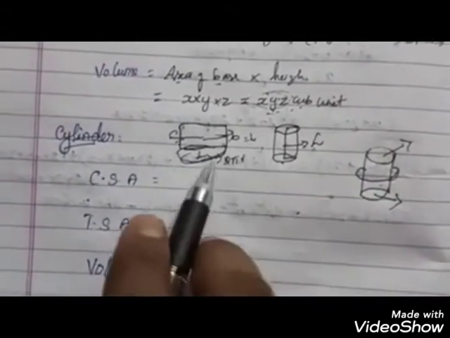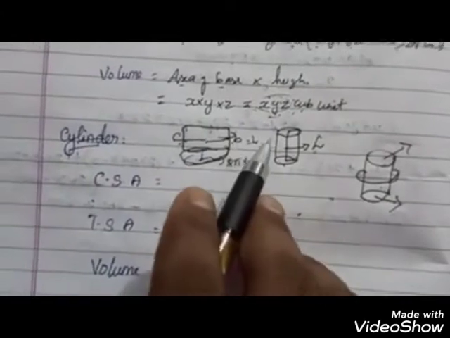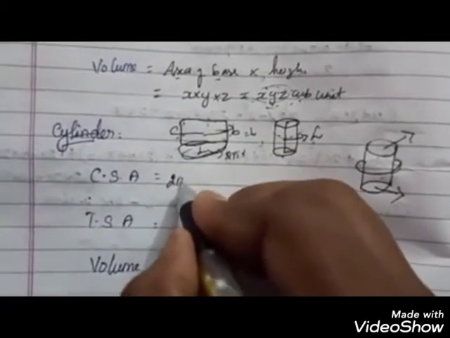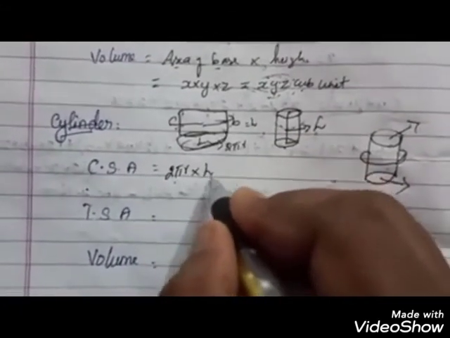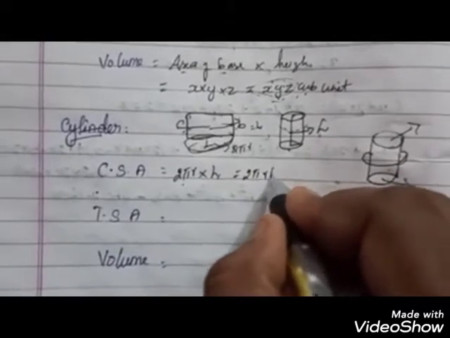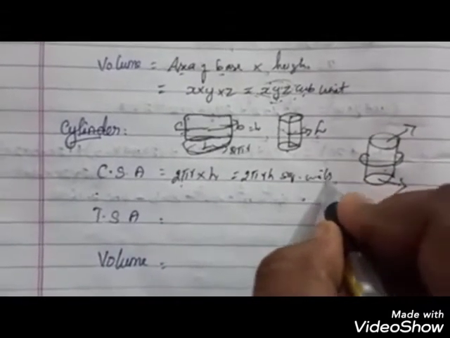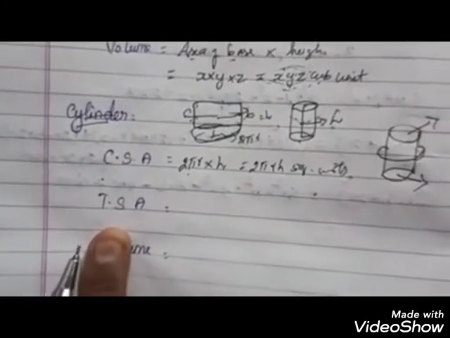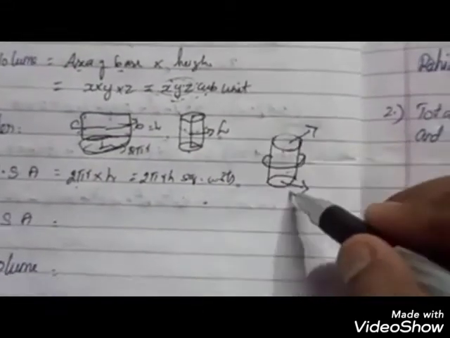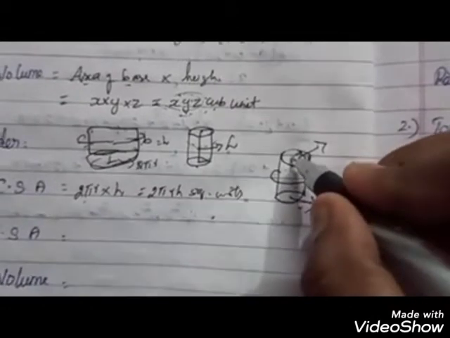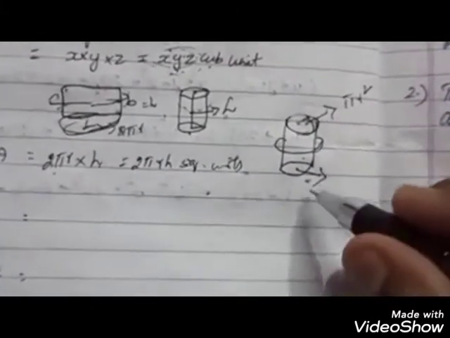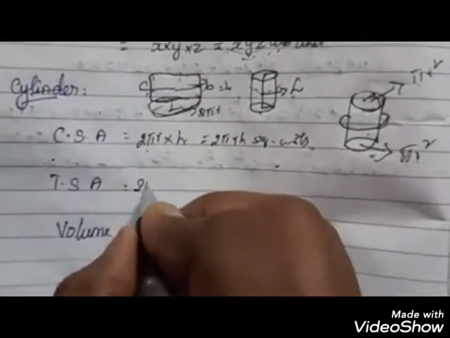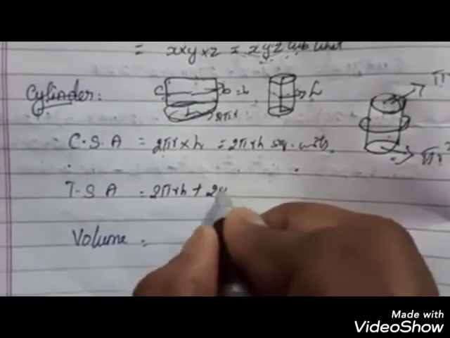Now you see, the area of the rectangle becomes the area of the curved surface of the cylinder. So 2 pi r, that is length, into breadth, height, which is equal to 2 pi r h square units. This is the formula for curved surface area. Now the total surface area: you need to add the two circular bases, pi r square and pi r square. So 2 pi r h plus 2 pi r square.